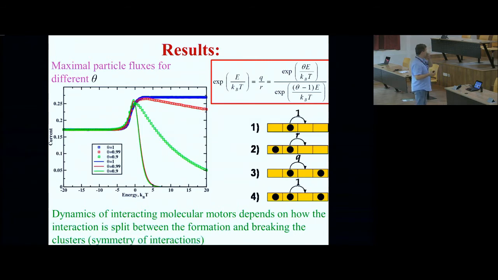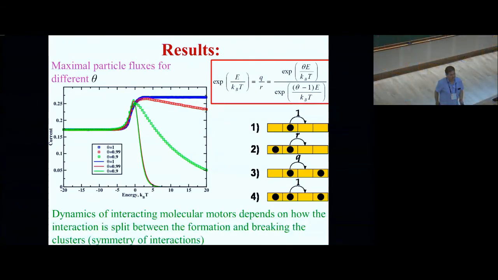Yes, this is a current. It's exactly the same way as Debashish was saying. This is the number of particles passing through a unit site per unit time. It's a classical flux. Well, if you decay faster, then you are weaker, more or less. So in this case, the range of correlation is probably more important. Range of correlations is more important.